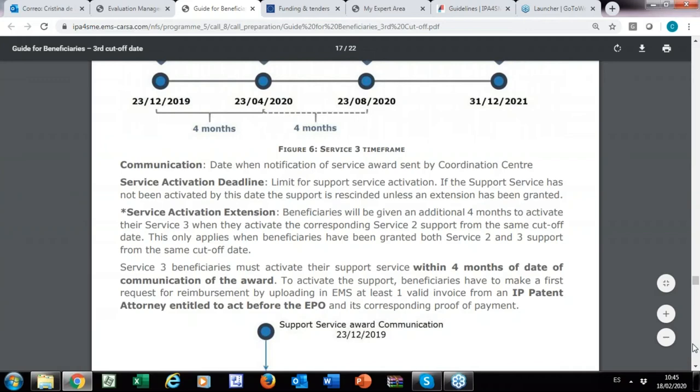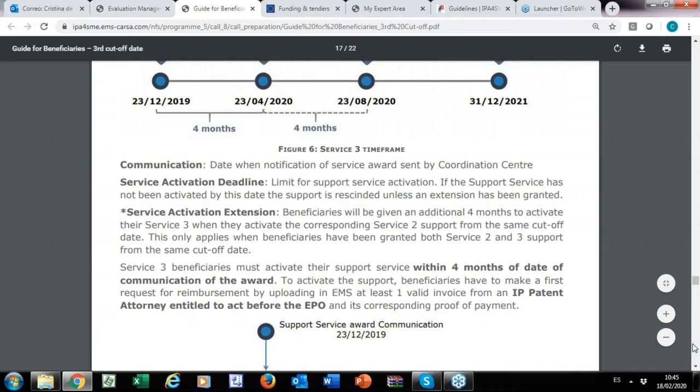If not, the service will be cancelled. And then service activation extension. This is important. Beneficiaries will be given an additional 4 months to activate the service three in this case, when they activate the corresponding service two, support from the same cutoff date.